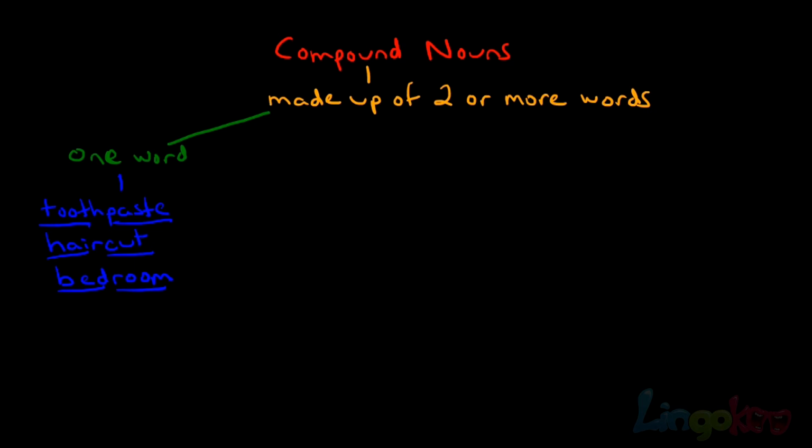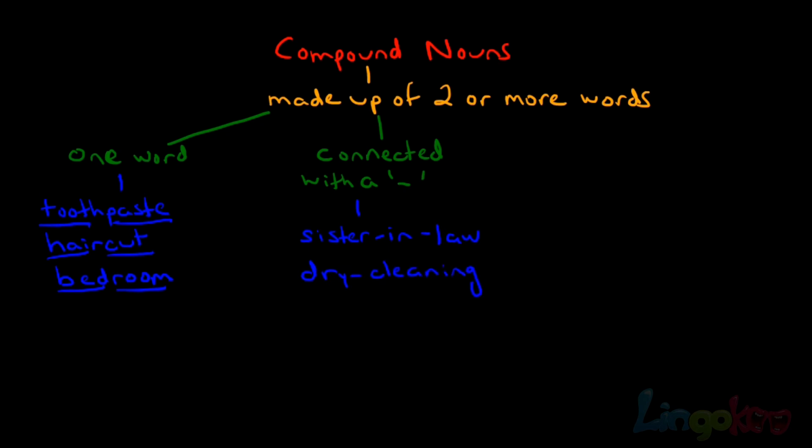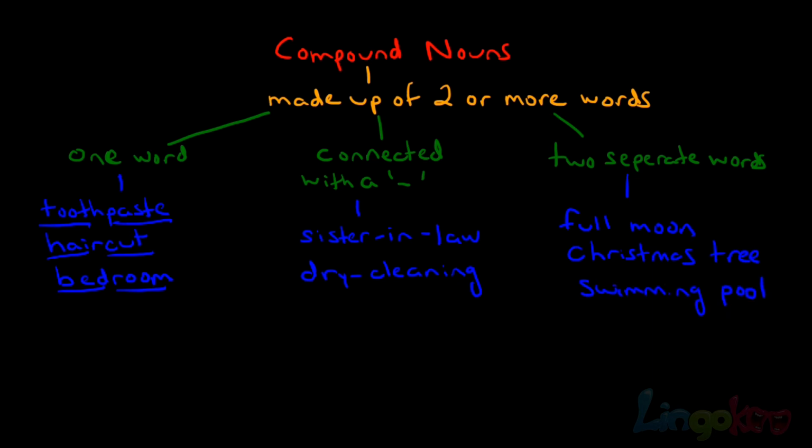That's a compound noun. We can also have a compound noun that's connected with a hyphen. An example here would be sister-in-law. So the 2 hyphens there make it a compound noun. Or dry cleaning. That's a compound noun as well. And then finally, we can also have compound nouns that are made up of 2 separate words. Examples of this would be compound nouns such as full moon, Christmas tree, or swimming pool. So that's a little bit more about compound nouns.